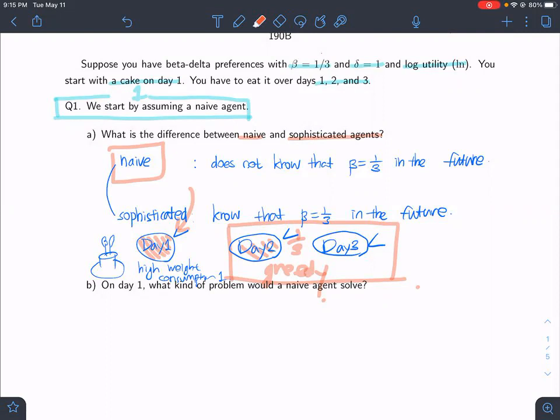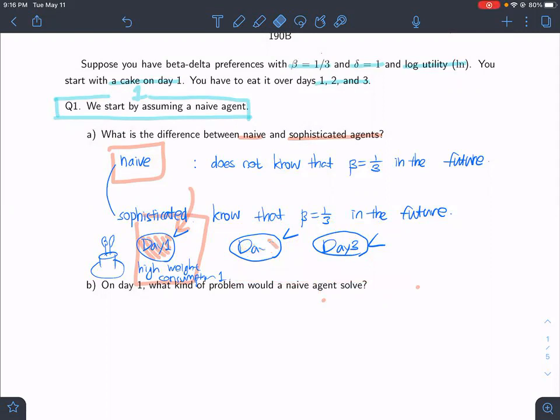So I'm going to eat a very large portion of cake today, and then day 2 June will be splitting the cake almost equally between day 2 and day 3. So that is the naive agent. And if you're sophisticated, you know that you are going to be greedy in the future. So you might want to save more today.